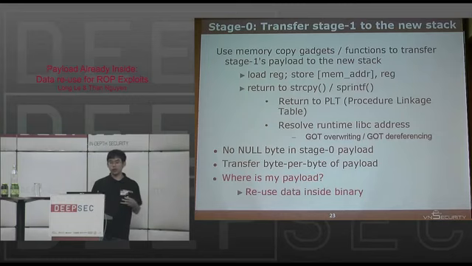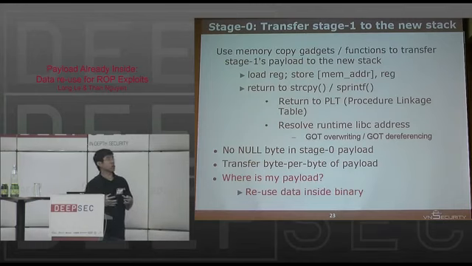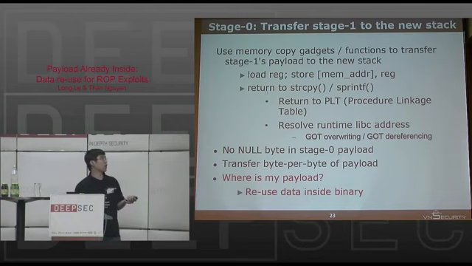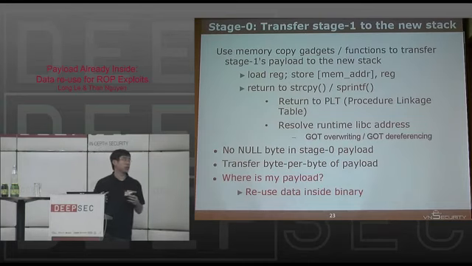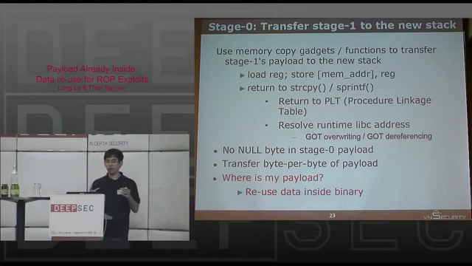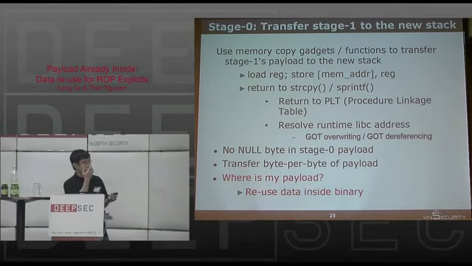Actually, the purpose of stage zero is to transfer the real payload of stage 1 into the new stack. So in order to transfer the stage 1 payload, we can use some ROP. Basically, the way we're trying to implement it is using just a minimum number of ROP gadgets. So basically, we only need something like load register and store memory to address in register, and that is almost enough to do the job.